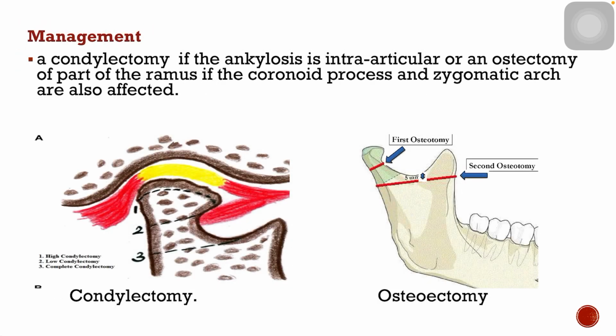Management: أما نستخدم condylectomy if the ankylosis is intra-articular, or osteotomy of the part of the ramus if the coronoid process and the zygomatic arch are also affected.